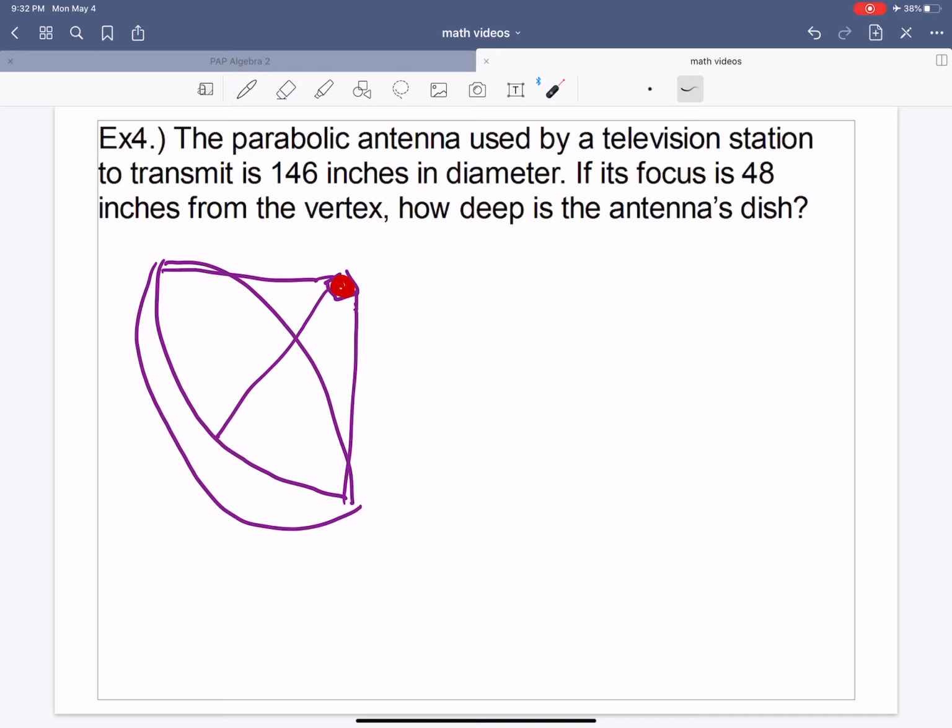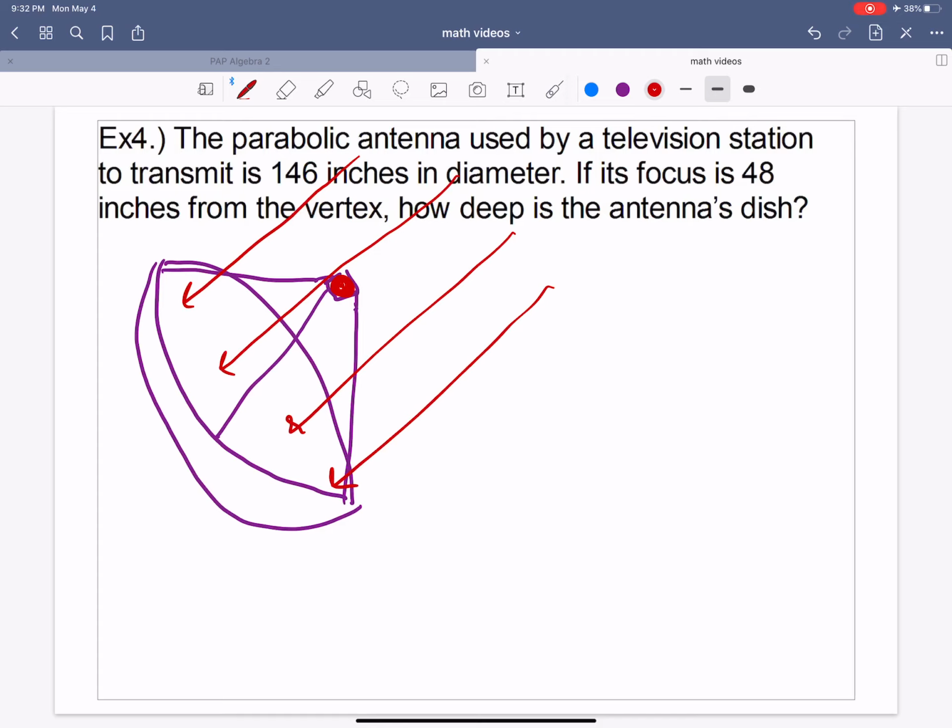Now we need to figure out what happens when this communicates with outer space. When it communicates with outer space, these signals come back in and hit the surface of the satellite dish, and they bounce off and hit exactly at the focus point.